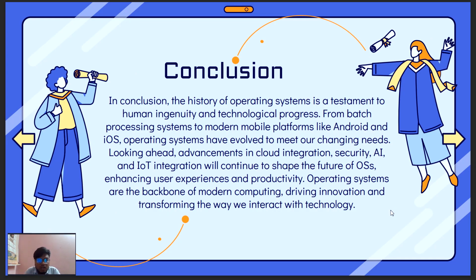Conclusion. In conclusion, the history of operating systems is a testament to human ingenuity and technological progress. From batch processing systems to modern mobile platforms like Android and iOS, operating systems have evolved to meet our changing needs. Looking ahead, advancements in cloud integration, security, AI, and IoT integration will continue to shape the future of operating systems, enhancing user experience and productivity. Operating systems are the backbone of modern computing, driving innovation and transforming the way we interact with technology.